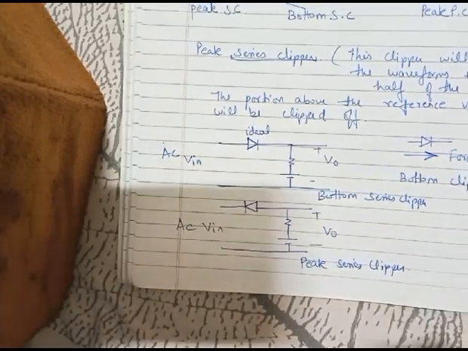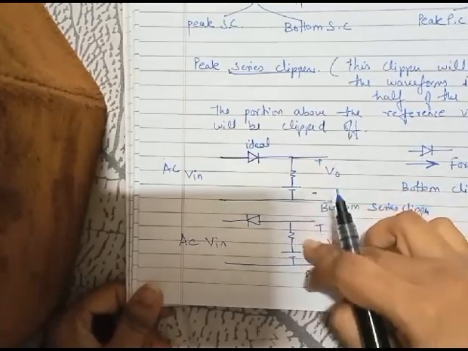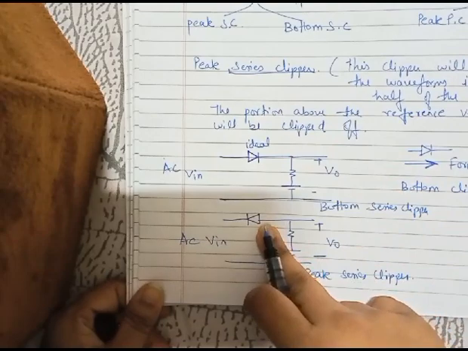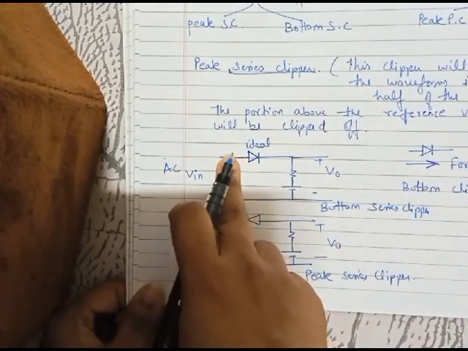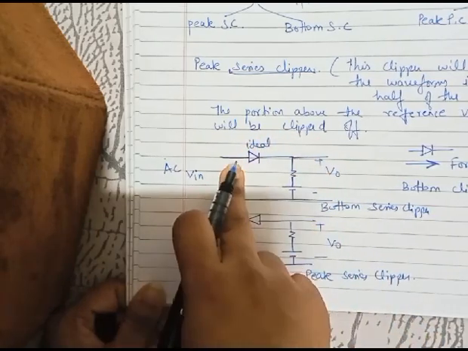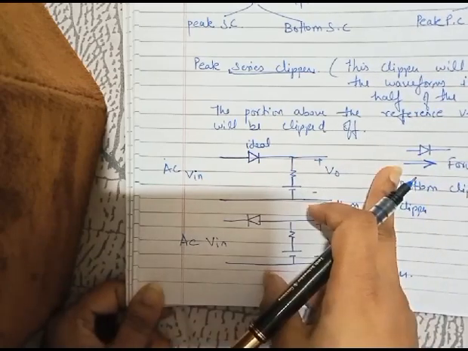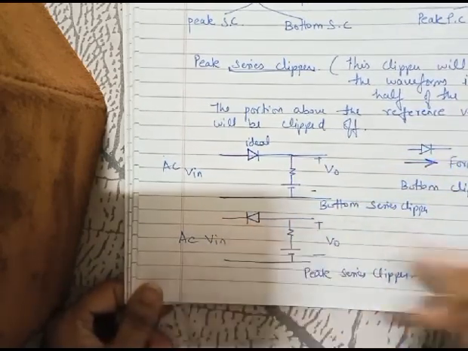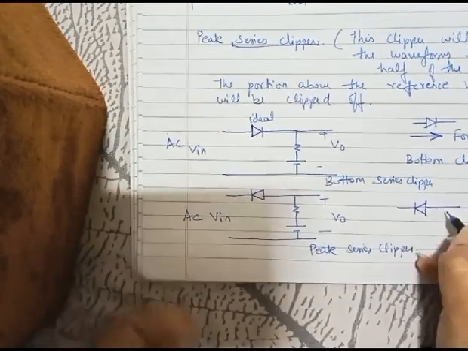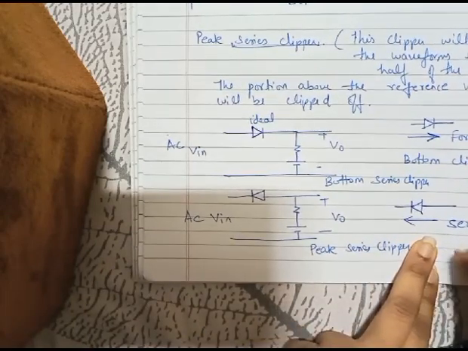Okay, now I think I'm pretty clear with this point, how we differentiate the circuit of the peak series clipper and the bottom series clipper. Because the diode arrangement is in series with the output voltage, we call it a series clipper. And if it is a forward looking diode, it is a bottom clipper, and if it is a backward looking diode, then it is a peak series clipper.